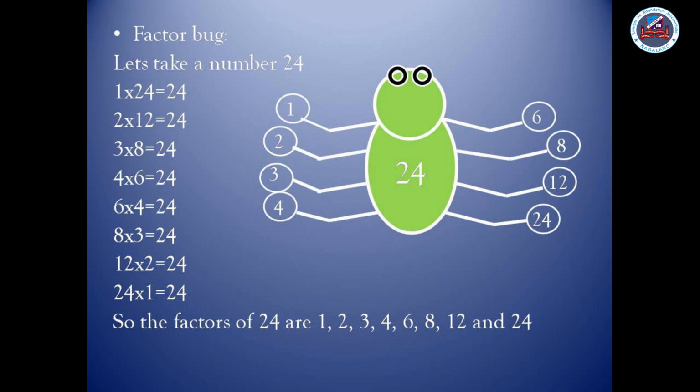Factor bug. Now let's take an example of 24. Now 1 into 24 is 24, 2 into 12 is 24, 3 into 8 is 24, 4 into 6 is 24, 6 into 4 is 24, 8 into 3 is 24, 12 into 2 is 24, and 24 into 1 is 24. So we say that the factors of 24 are 1, 2, 3, 4, 6, 8, 12 and 24. If we see that the numbers are being repeated, you just need to write once.